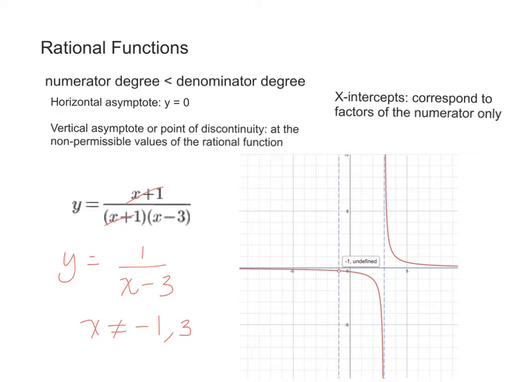Because that factor canceled out, it changes into this function 1 over x minus 3 that only has one vertical asymptote, but it has a point of discontinuity, which is basically like a hole in the graph. Can you see that little hole in the graph there? There would be an asymptote there, except that that factor canceled out, so it leaves that point of discontinuity.